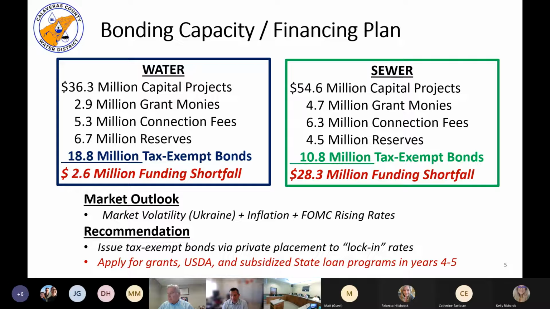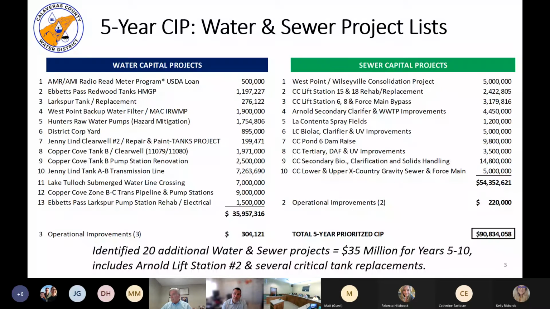In that 3-year period of time that you're talking about, I do see on the sewer capital projects list on slide 3 that there are 2 projects that we're looking to the Army Corps for currently. The Pond 6 dam raise and the secondary bioclarification solids handling are 9.8 and 14.8 respectively. That's a chunk of that. Do we anticipate getting an answer from the Corps within those 3 years?